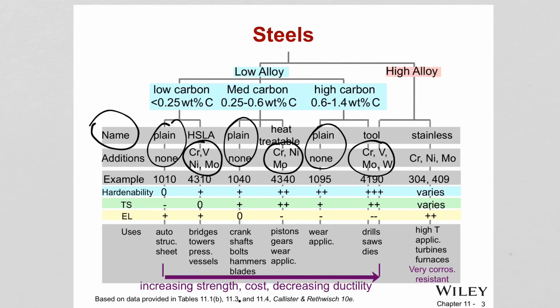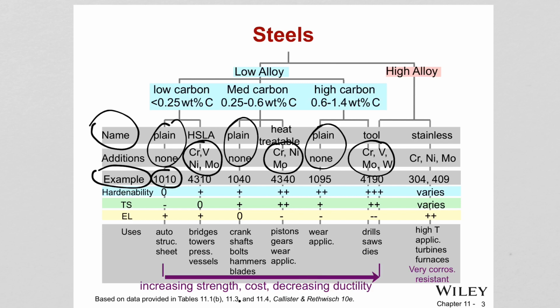Each of these alloys is named by numbers, as you can see here. These numbers represent the type of the alloy, and they also represent how much carbon it has inside. For example, 1010 steel is a plain low carbon steel, and it has 0.1% carbon in it.